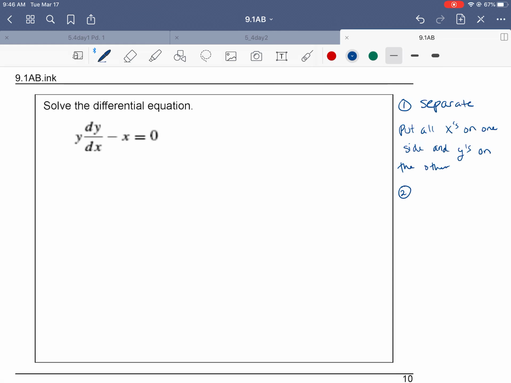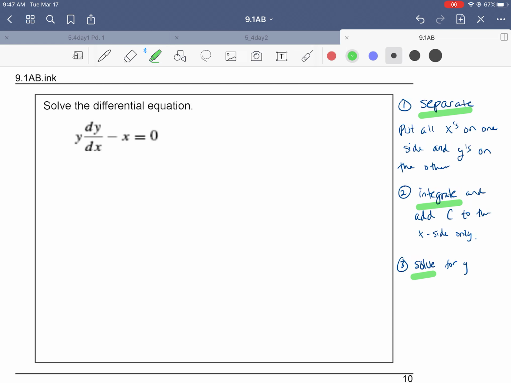Once you have that, including your dy and your dx, then you're going to integrate. These are indefinite integrals, so you're going to add c to the x side only. And we'll talk about that in a minute. And finally, you're going to solve for y. So the three words that I would want you to focus on here would be separate, integrate, and solve for y.